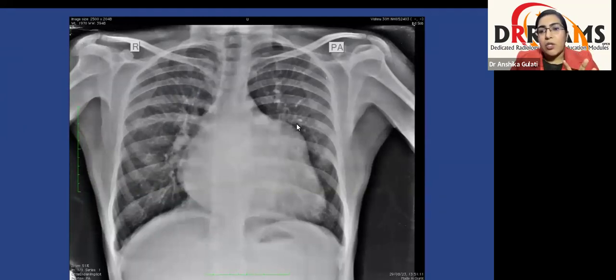See, there is a bulge in the region of the left atrial appendage, and when the left atrium grows superiorly, it pushes up the left main bronchus, leading to widening of this subcarinal angle. And another sign is this double heart border on the right side. So these three are the main signs of left atrial enlargement.